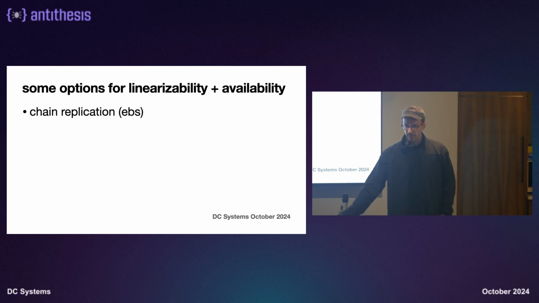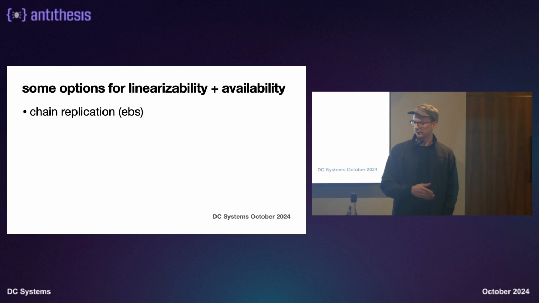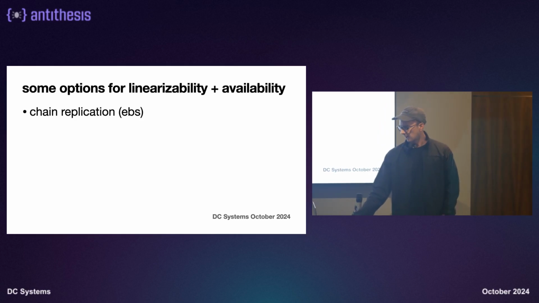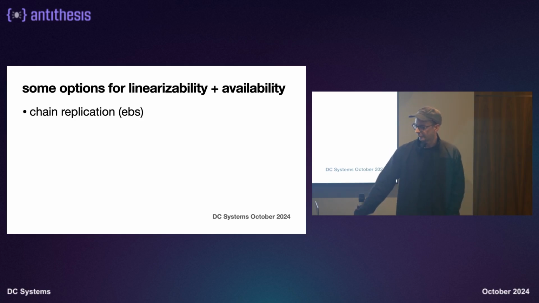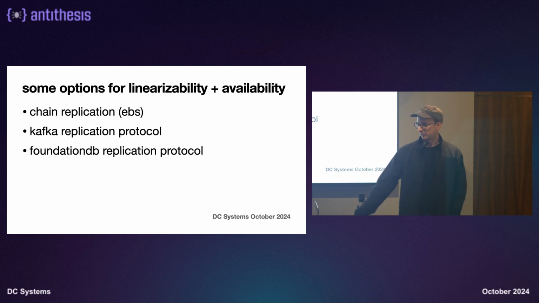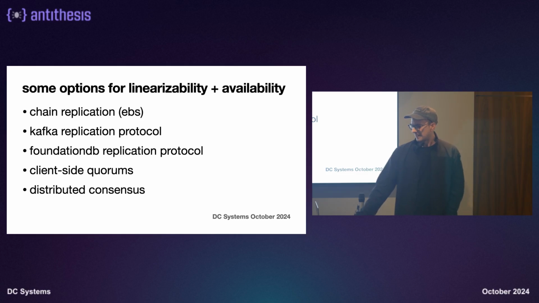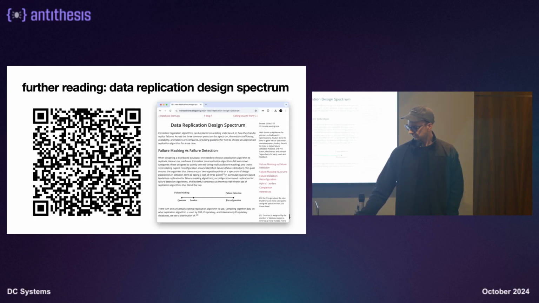So there are a bunch of options for achieving linearizability and high availability. Many of these are obscure, but I'll just explore them anyway. Chain replication is one used often by file storage systems such as EBS. Kafka has their own replication protocol. FoundationDB has their own replication protocol. Blackside forms are another one you can read about. And the last one is distributed consensus. Again, this is not a complete list, this is just a couple of the popular options.